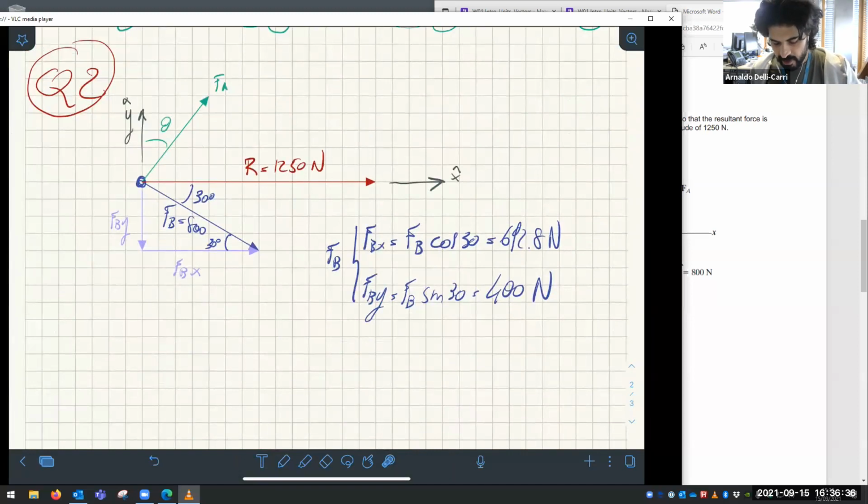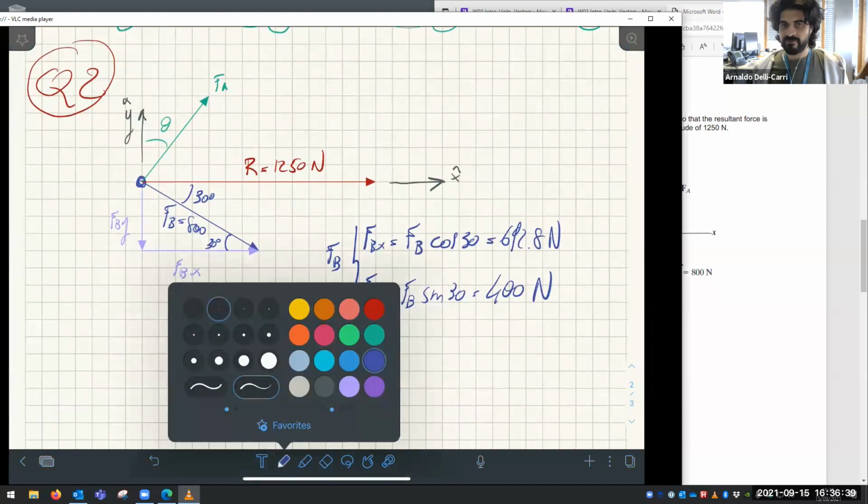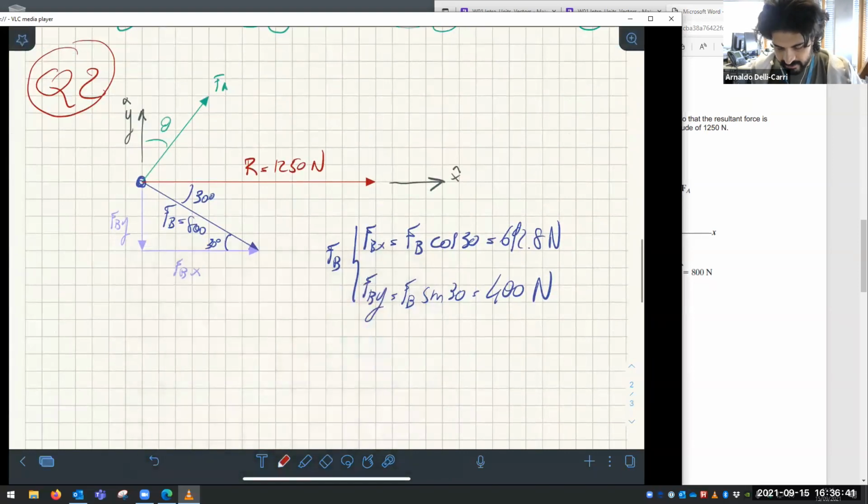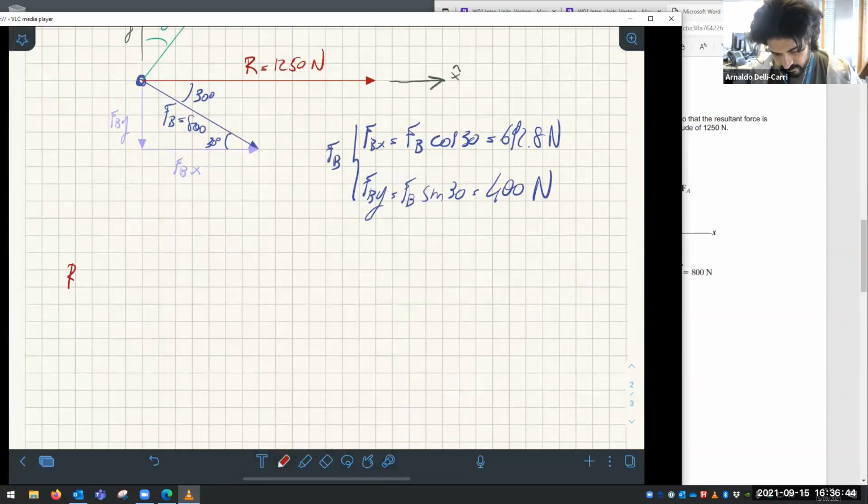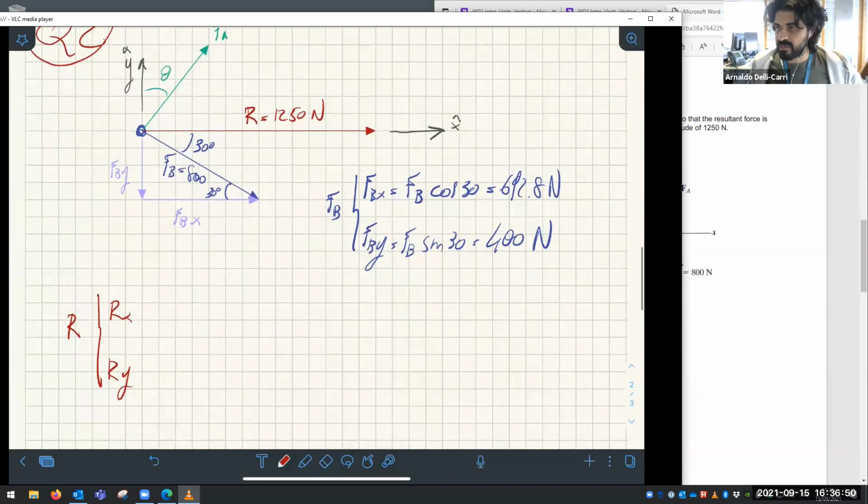All right. So now we don't do anything with FA because that's it, but we know that the resultant has components Rx and Ry. How much is the horizontal component of the resultant? Write it down in the chat. So what's the horizontal component of the resultant? Do we know it or not? Yes, we do know it. It says here, 1250 newtons.